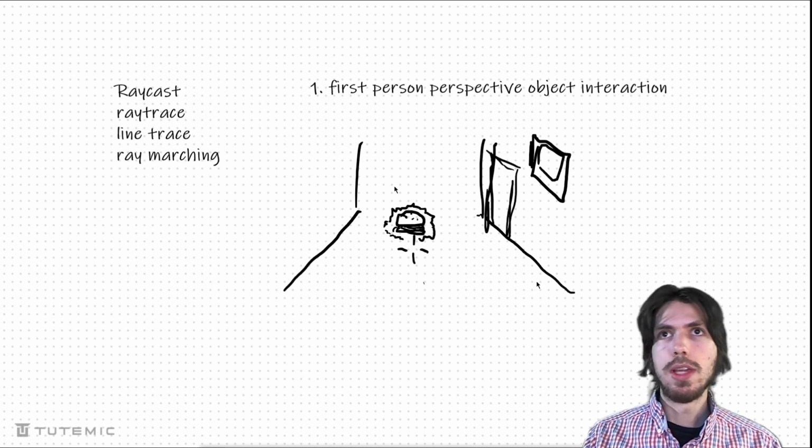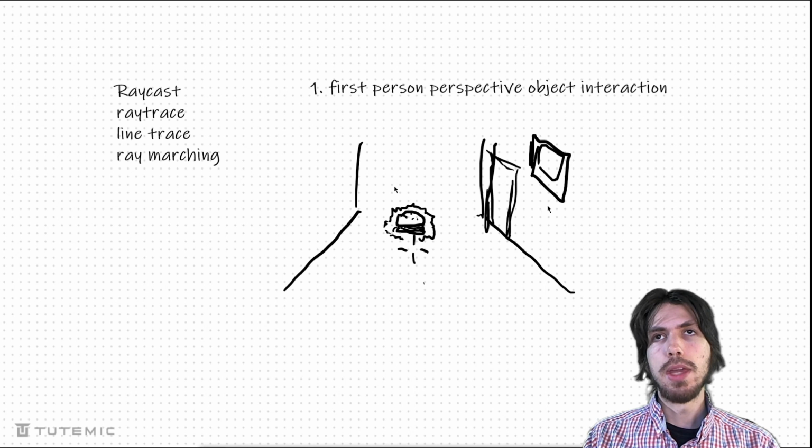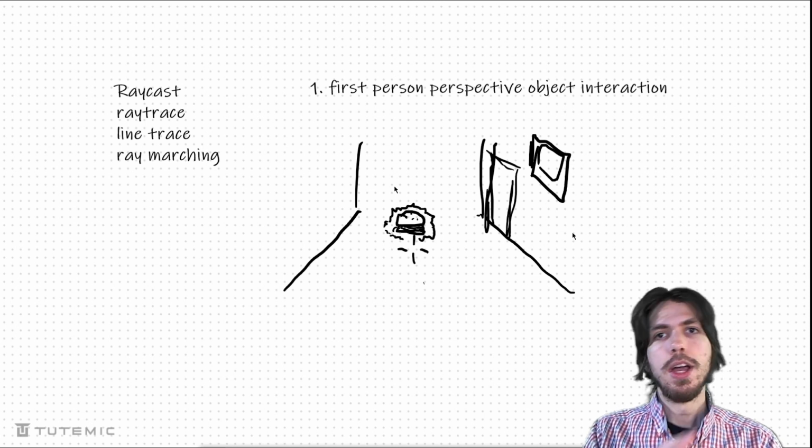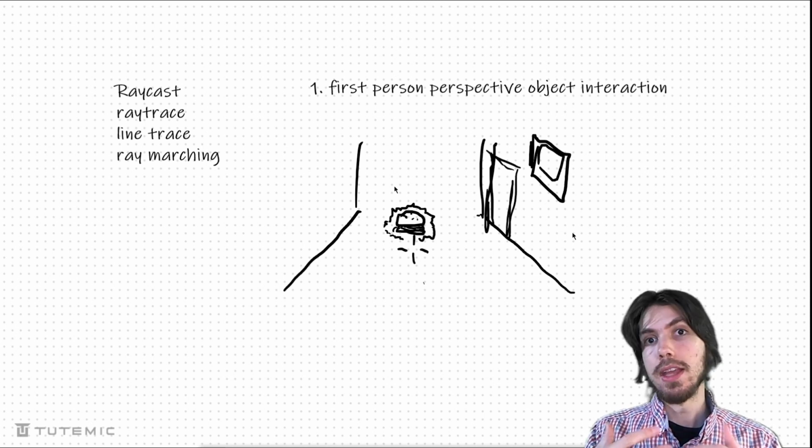Or maybe it's a mystery game and the player needs to be able to see what kind of clues they can find. Maybe the painting is a clue, or maybe there's a key on the floor and it glows in order to indicate that it's interactable.